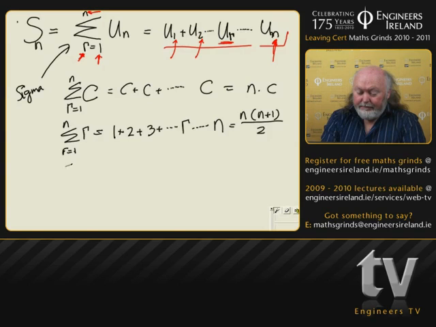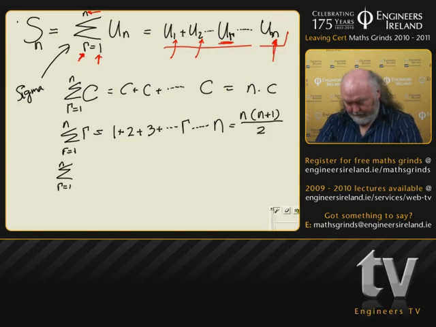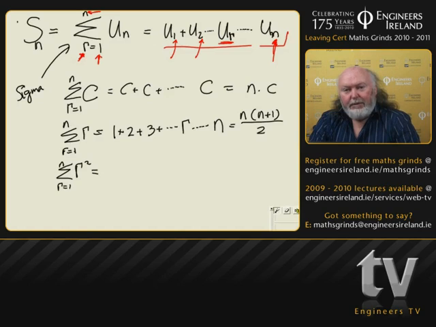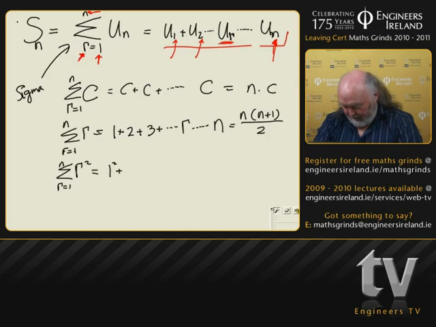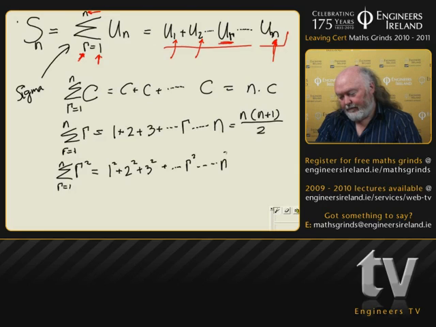The third one. We're going to sum up the first n terms where each one of them is an r squared. So we'll say 1 squared, 2 squared, and we're told that it's equal to this.